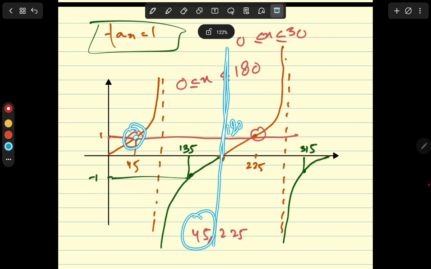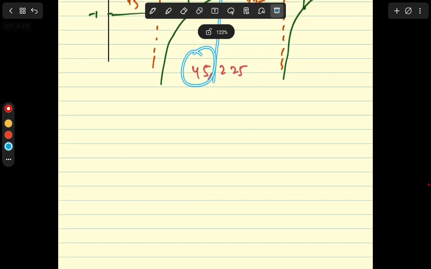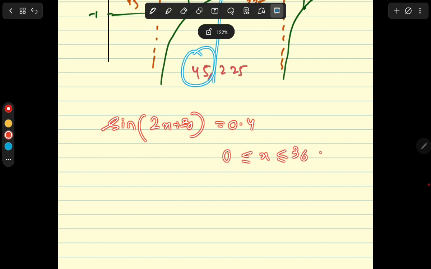Now, so far we have solved equations where x appears by itself, right? Unfortunately, Cambridge almost never leaves it that way. Now they'll start hiding x, right? So you expect something of that sort. Sine of 2x plus 30 is equal to 0.4 for a domain x between 0 and 360. Now, our argument is not x. Our argument is 2x plus 30.